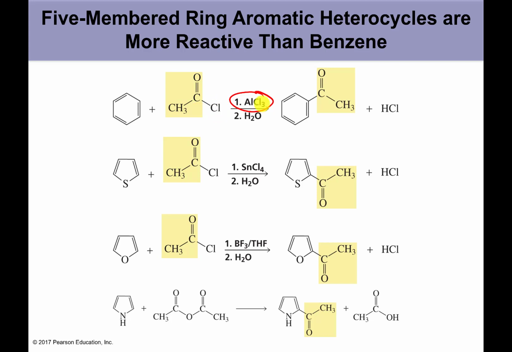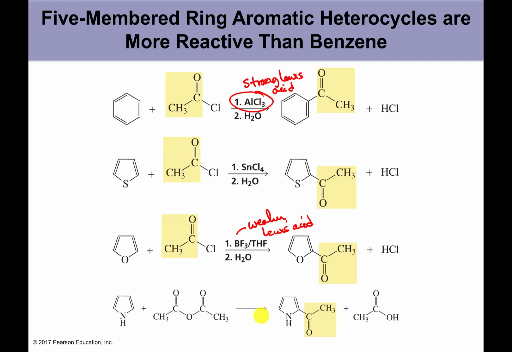It turns out that if you change the Lewis acid catalyst, now this is a strong Lewis acid. And this is a weaker Lewis acid. The weaker Lewis acid gets to be used because the oxygen is a better activator in the ring than the sulfur. Tin is slightly more reactive. And then with benzene, you have to have a really strong Lewis acid.